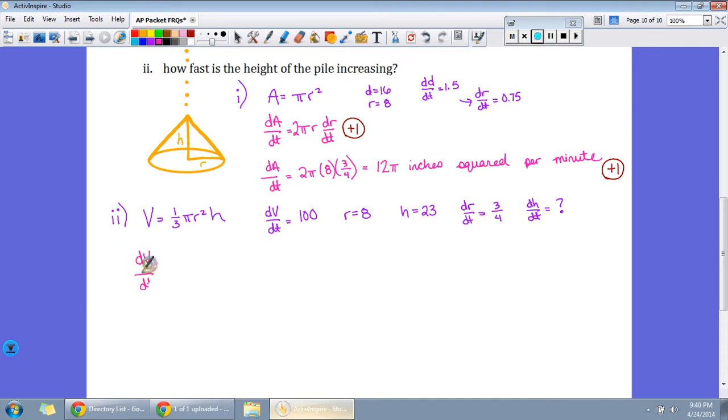So we're going to take the derivative of the volume, and we have to use product rule, so we're going to have the derivative of r squared, which is 2r dr/dt times h, plus r squared times the derivative of h, and that is worth 2 points.